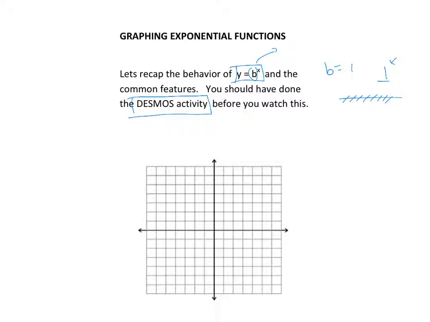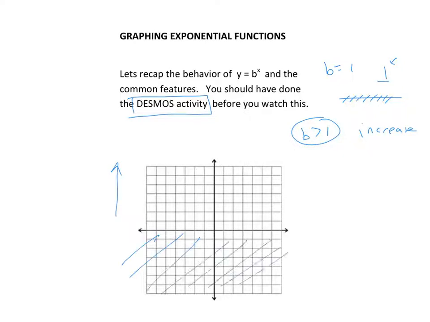All right, so if b is greater than 1, based on Desmos in the previous videos, we know that this graph is going to increase. It's going to swoop up. Also, when the base is positive, all the y values that come out when you input any x values will be positive numbers. So our range is going to be all in the positive zone, with no points below the x-axis.